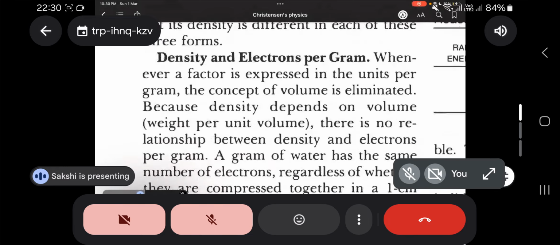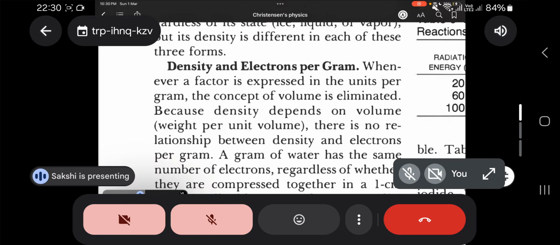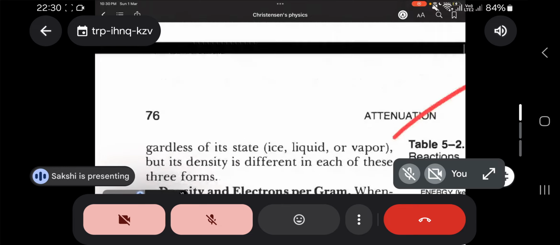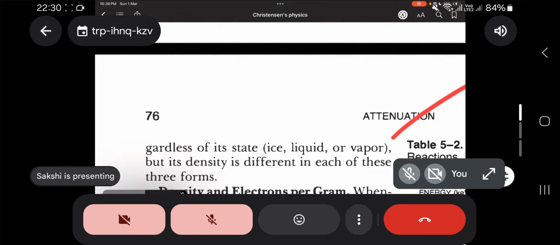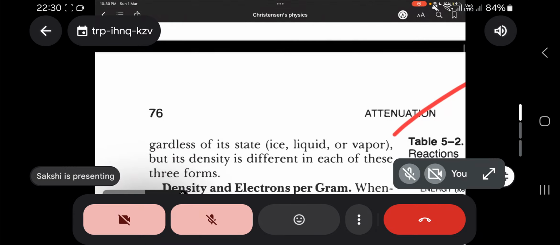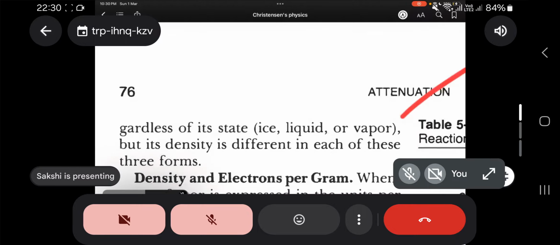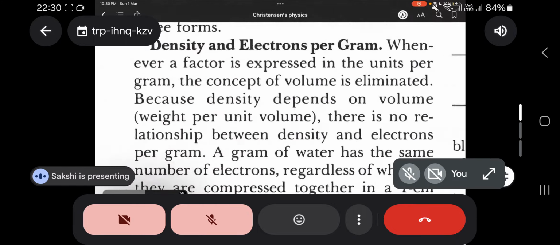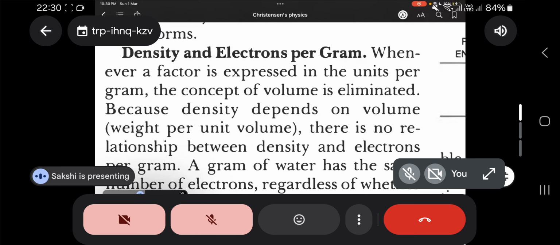So next is density and electrons per gram. Again, very easy. Explain me, please. Anyone? Anyone, please explain me. Explain it, please. Anyone?